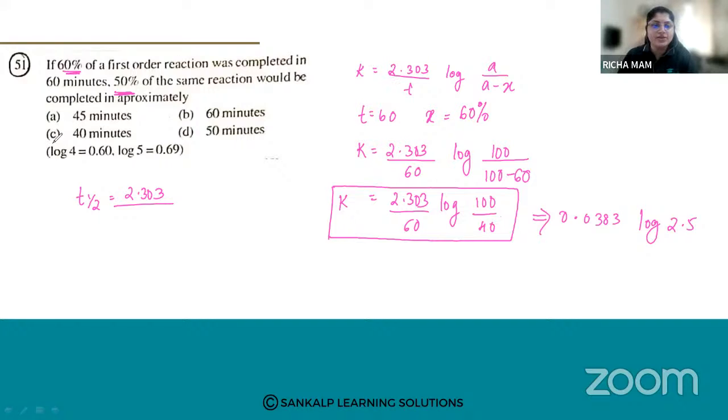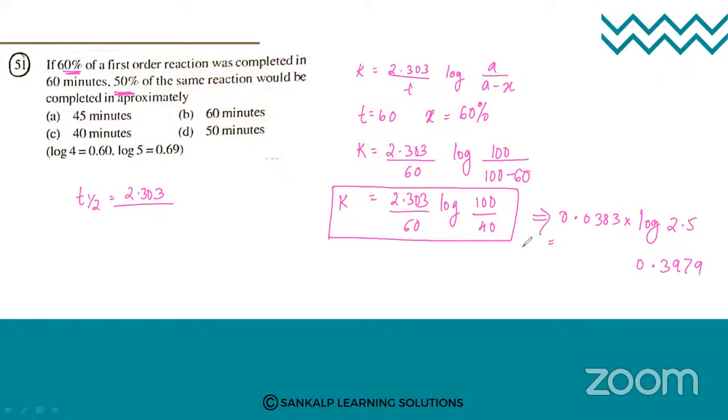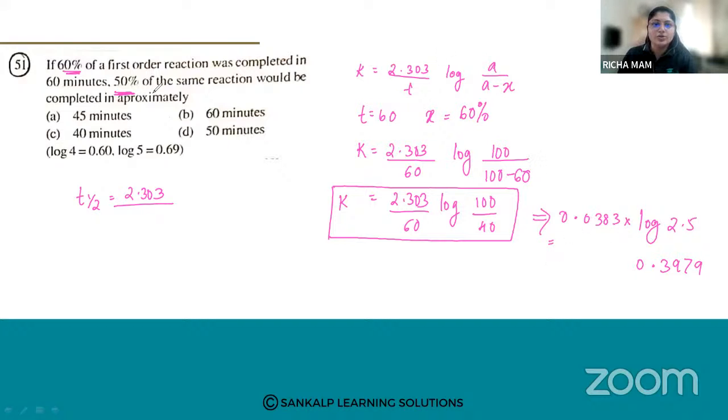So here, how much are you getting? 0.0383 into log of 2.5. Log of 2.5 will be 0.3979. So multiply 0.3979 into 0.0383. You have to get this K value. After solving, how much are you going to get?